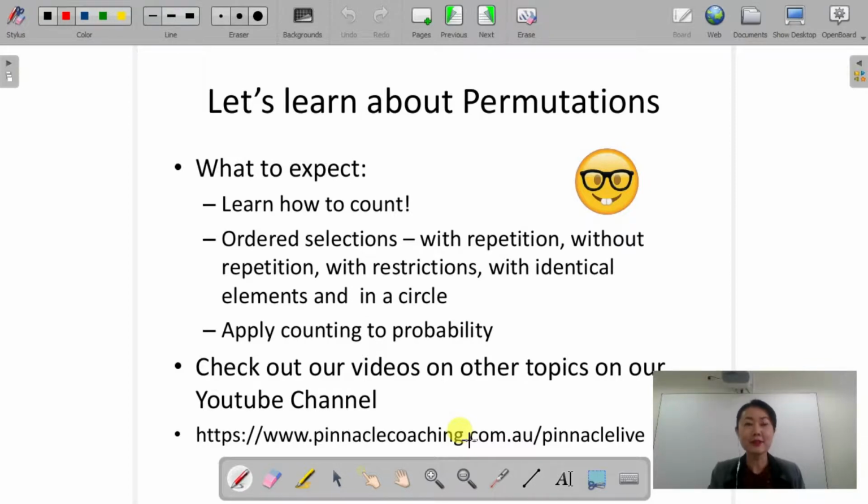In terms of what to expect in this video, permutation is literally just a way of counting, so we are going to learn to count. Permutation is basically ordered selections. Today we're going to talk about how to do those ordered selections with repetition, without repetition, restrictions, identical elements, and in a circle. If none of this makes sense to you, don't worry, I'll explain all of them in a very short time. We'll also look at how to apply permutations to probability.